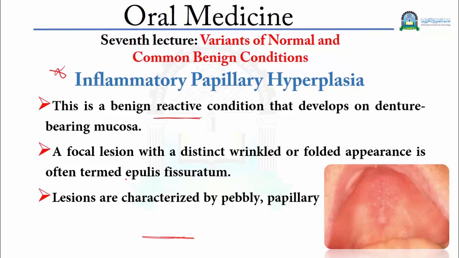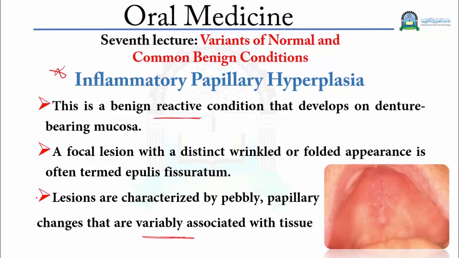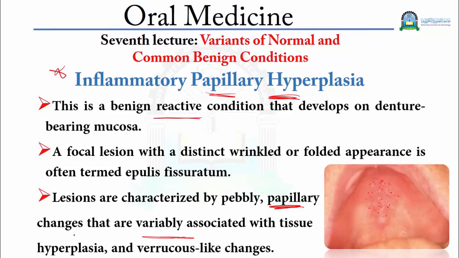Lesions are characterized by bubbly papillary changes, so its name is papillary. So these are papillae under the complete denture. This picture shows an upper complete denture. These are papillary exophytic or hyperplastic lesions that are variably associated with tissue hyperplasia and verrucous-like changes.